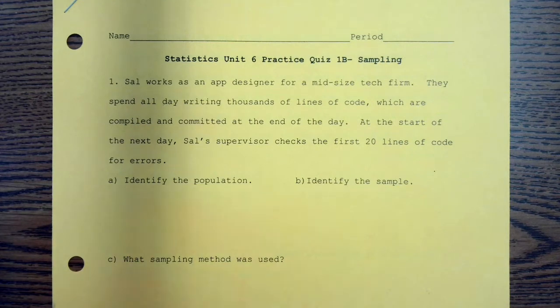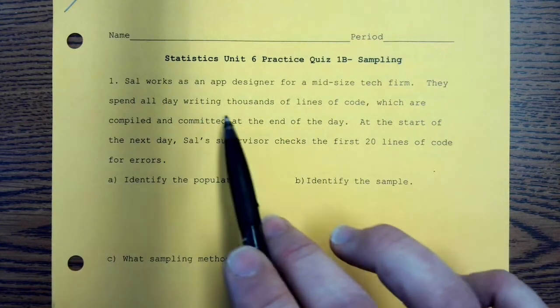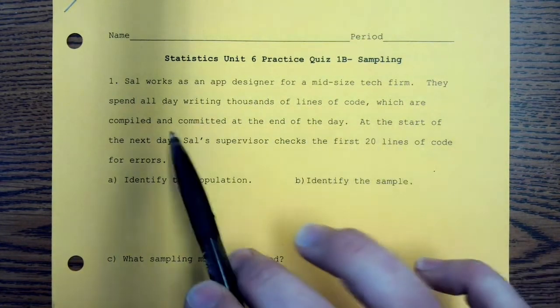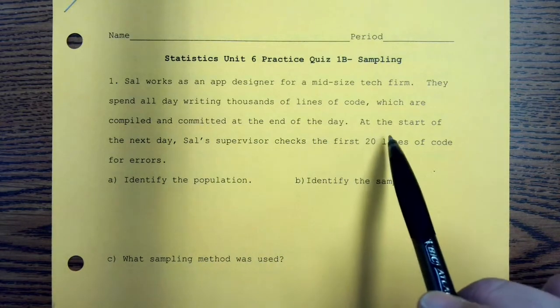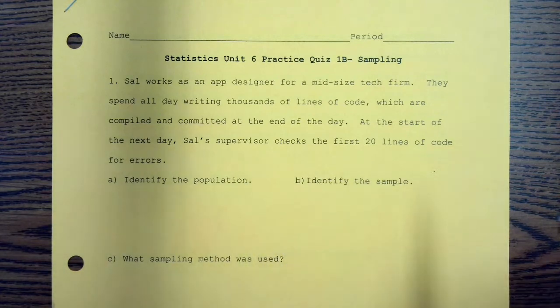Practice Quiz 1B, our second practice quiz. Sal works as an app designer for a mid-sized tech firm. They spend all day writing thousands of lines of code, which are compiled and committed at the end of the day. At the start of the next day, Sal's supervisor checks the first 20 lines of code for errors.